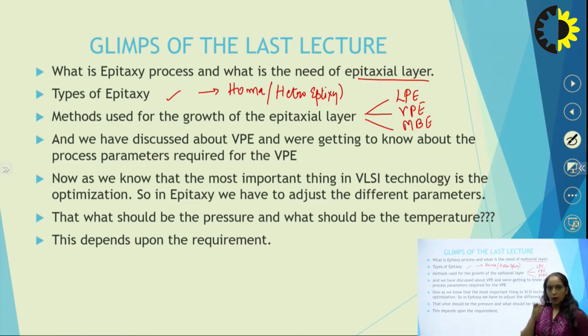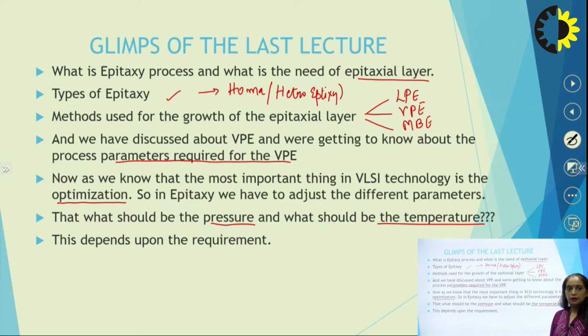We have discussed vapor phase epitaxy, the starting material in the case of vapor phase epitaxy, and the process parameters that are required for VPE. Because in VLSI technology the major thing is optimization. We have to optimize how we can reduce the temperature and the pressure while manufacturing our IC. So what should be the pressure and temperature for any process, and what other requirements are needed for vapor phase epitaxy, we are going to discuss in this lecture.